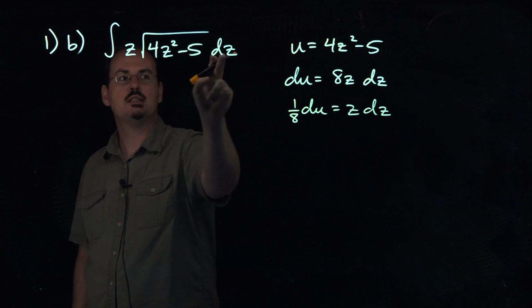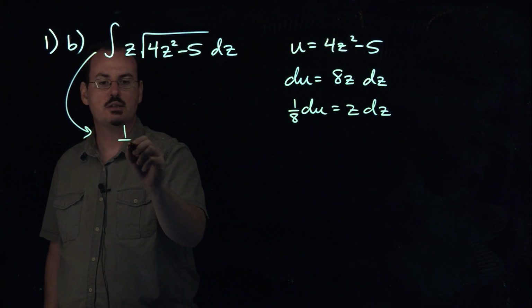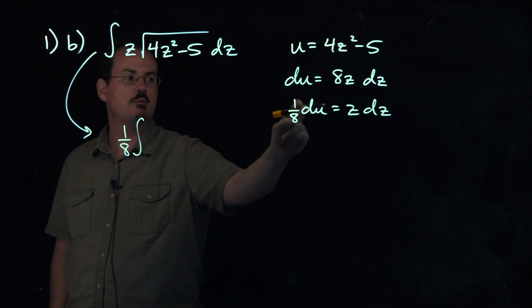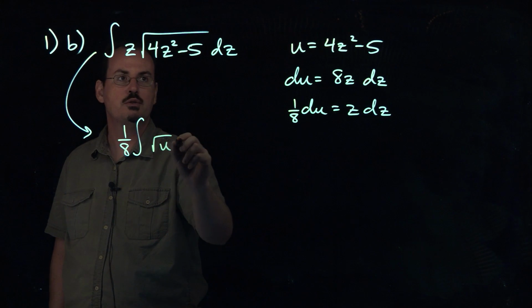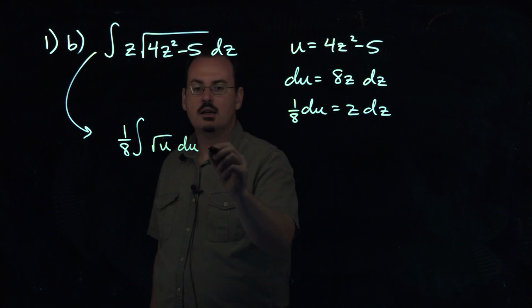So when I see the z and the dz together, I know they're going to become that 1/8 du, so I'll take the 1/8 and put it in the front. I've taken care of the z and the dz, that became the 1/8 du. What's left is that square root, in this case, is square root of u, and the du, the 1/8 du and the du go together.